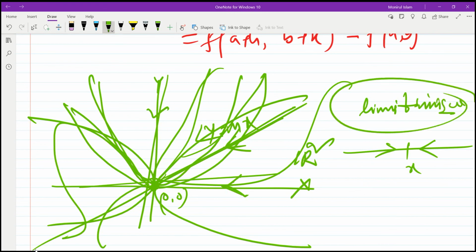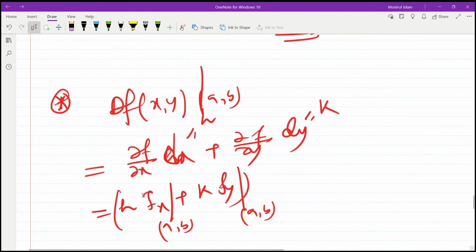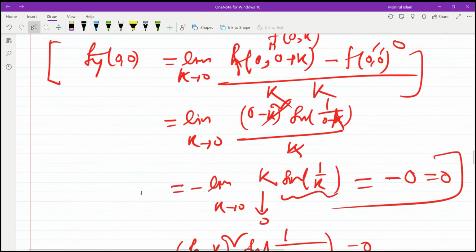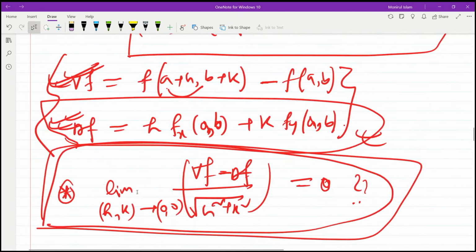Limit is unique. So I have taken this line path, y equal to mx, because the limit is unique. If you approach along any path, the limit will be unique. So I approached this path to find the limit. Here I have used this line path y equal to mx. I hope you understand my solution. If you need help, you can always ask in the comment section.